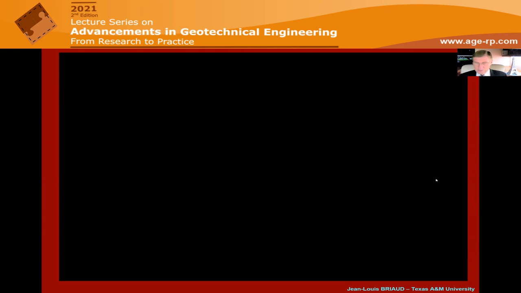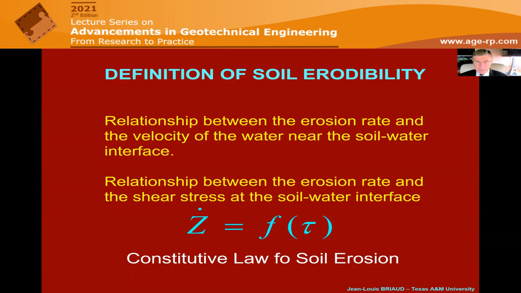So let's define soil erosion. Erosion is a relationship. It's not a single number. It's a relationship between the erosion rate and the velocity of the water near the soil-water interface. That's the first definition. Actually, this definition is not very satisfactory because the water velocity varies with the water depth and actually is zero at the interface between the water and the soil.